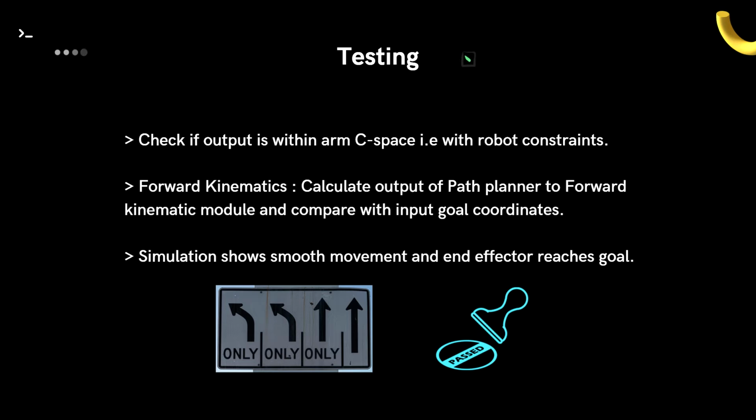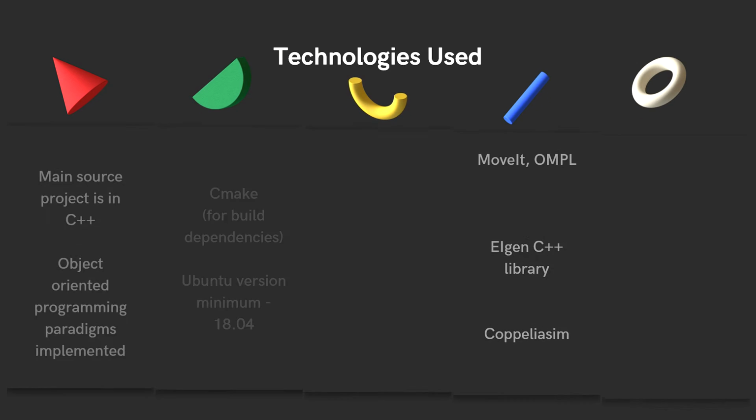So there are three main testing methods. The first one is checking if the output is within C space, and the forward kinematics. Forward kinematics is to check if the arm is reaching the correct goal state. And the third one is the simulation. That is to visually check if the whole trajectory is being followed properly.